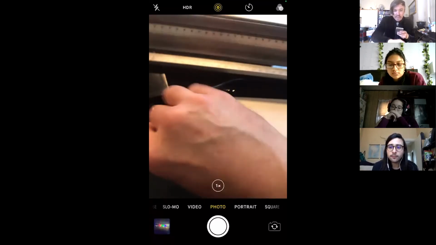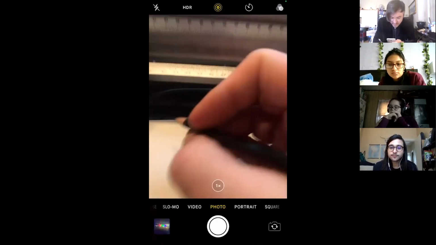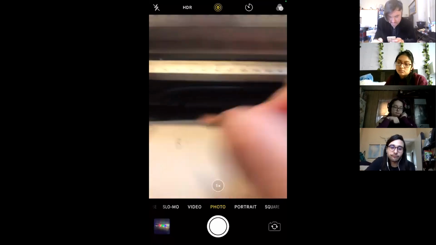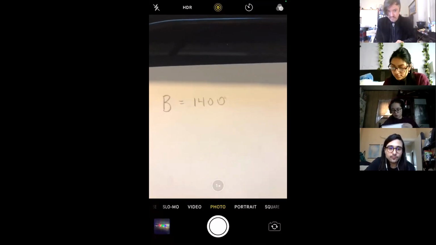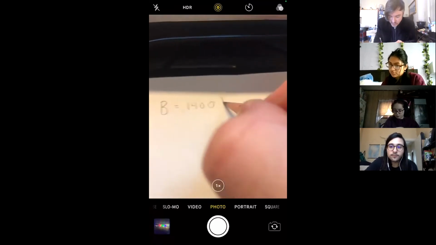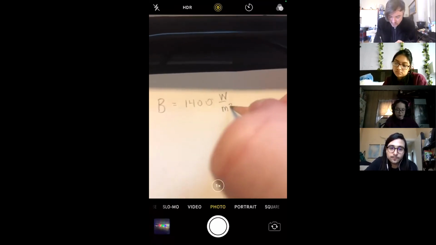Now, do you guys remember what units we used for brightness in our lecture today? What were the units of brightness, like when we did the solar intensity? Does anyone know? Watts per meter squared? That's right. We used watts per meter squared.